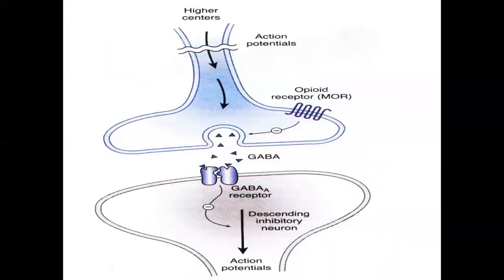It's again the same diagram, and here stimulation is over GABA receptors. This we already discussed before in signaling mechanisms. Here you see opioid receptors. Basically this is a mu receptor. MOR stands for mu receptor, and there is a negative effect. So there is the GABA receptor. These are inhibitory receptors. So with descending inhibitory neurons, the action potential is reduced. This is a negative effect.